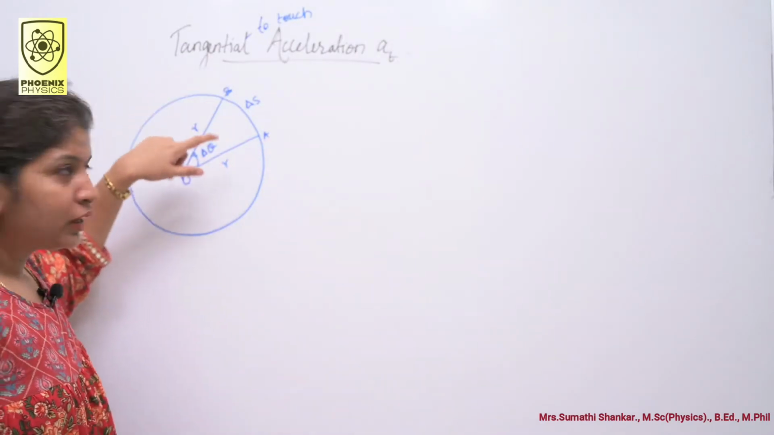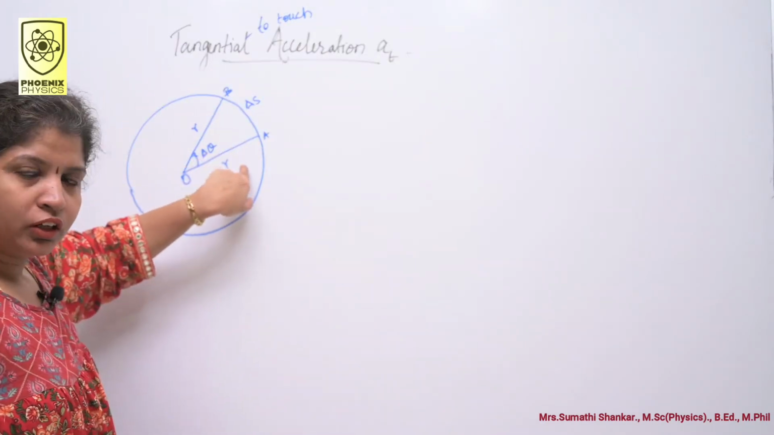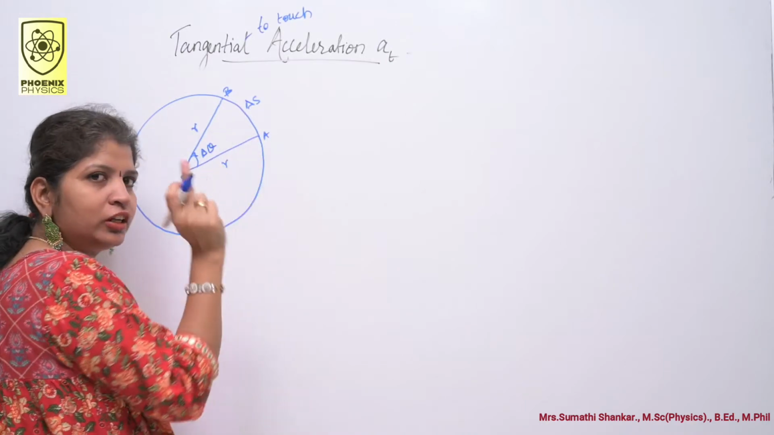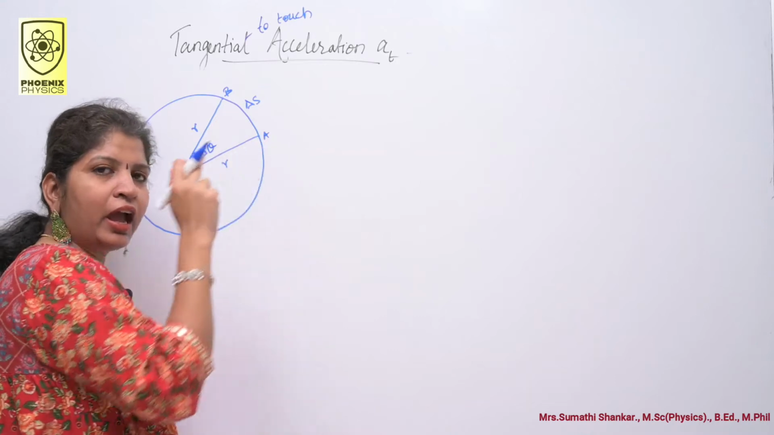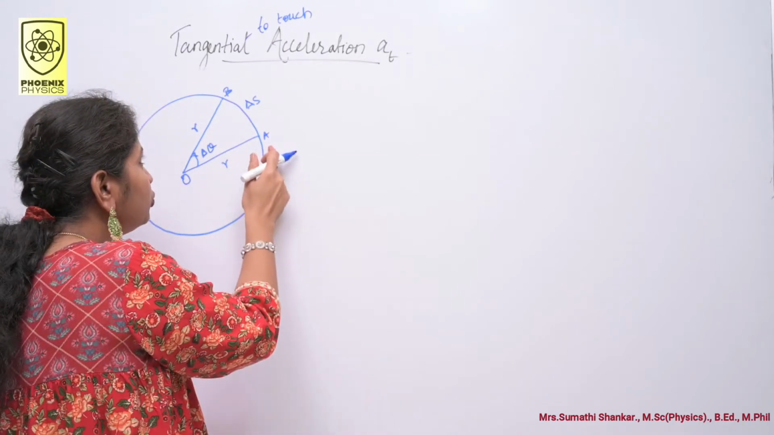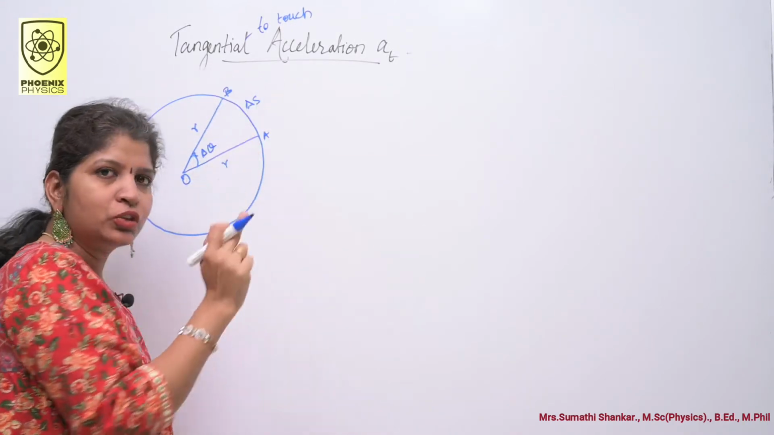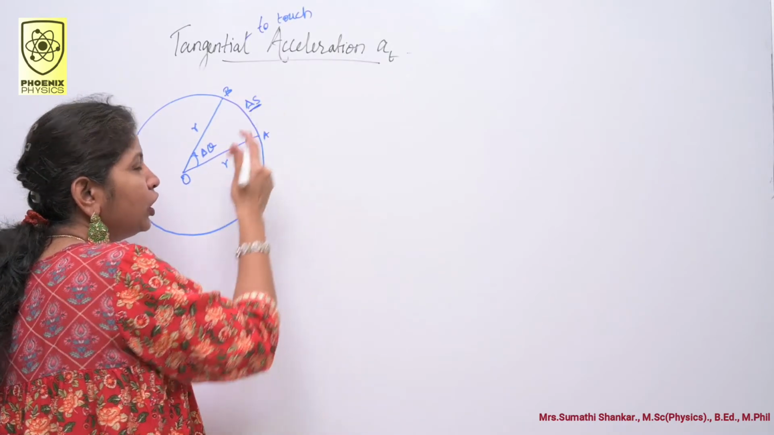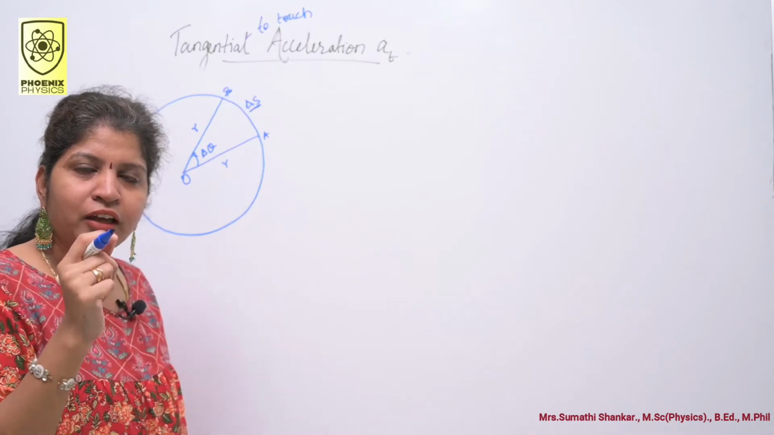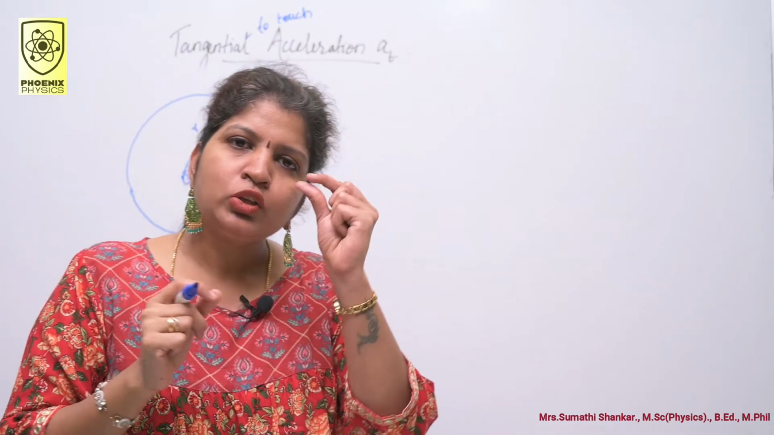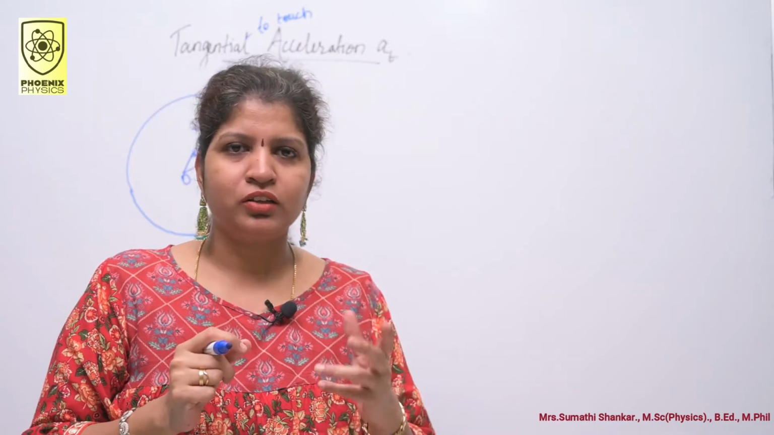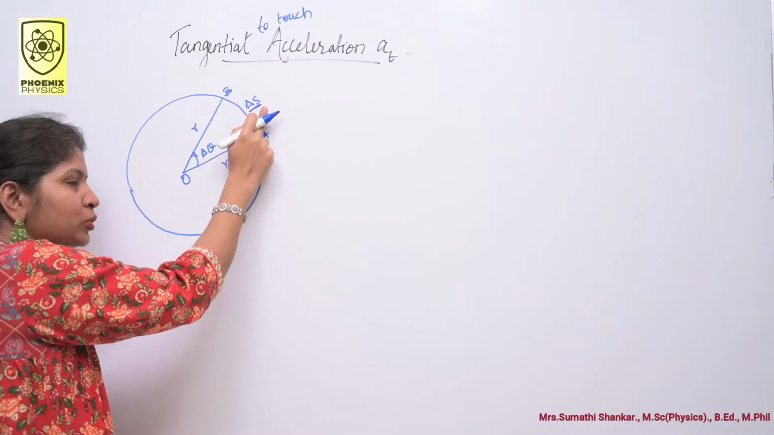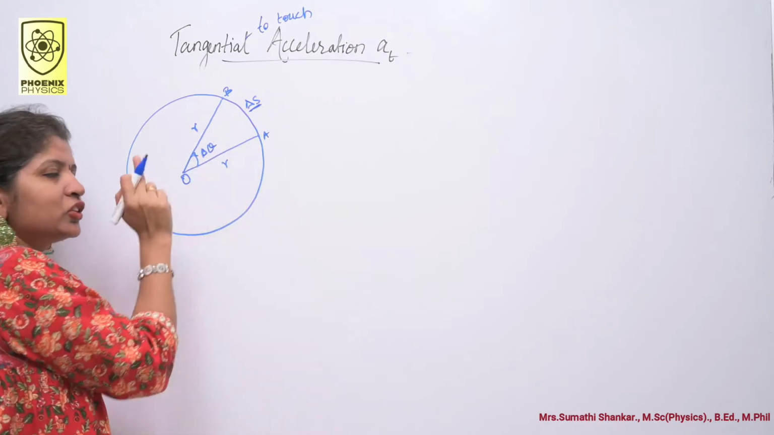Look at the diagram. Consider an object moving along a circle of radius r. Initially the particle is at A. After some time it moves to B. The distance between the initial and final position is our delta s. Why did I mark delta s? Delta s means a very small displacement or distance. The corresponding angle subtended is delta theta.